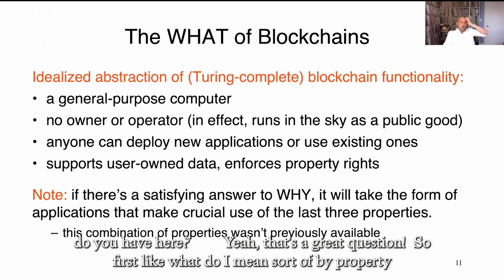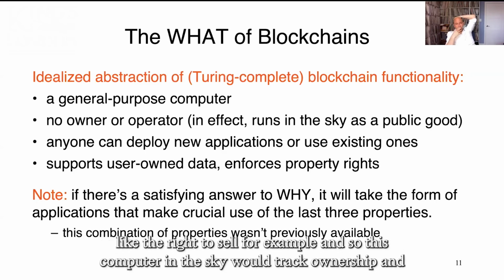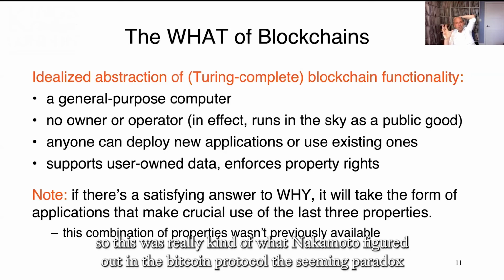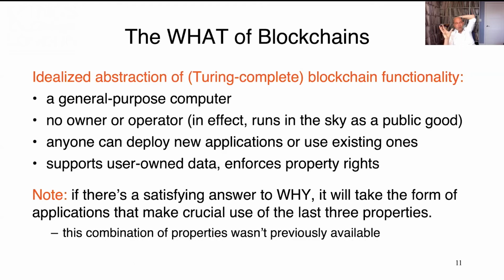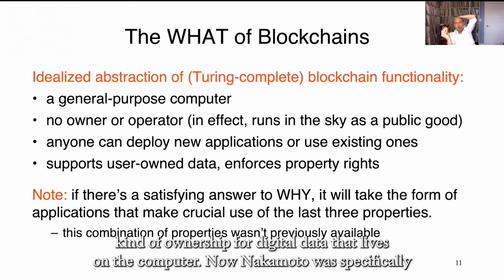Yeah, that's a great question. So first, what do I mean by property rights? I mean your property can't be seized. For example, you have the right to transfer ownership, like the right to sell. And so this computer in the sky would track ownership. This was really what Nakamoto figured out in the Bitcoin protocol, this seeming paradox between having a logical computer with no owner that nonetheless was capable of enforcing ownership for digital data that lives on the computer.